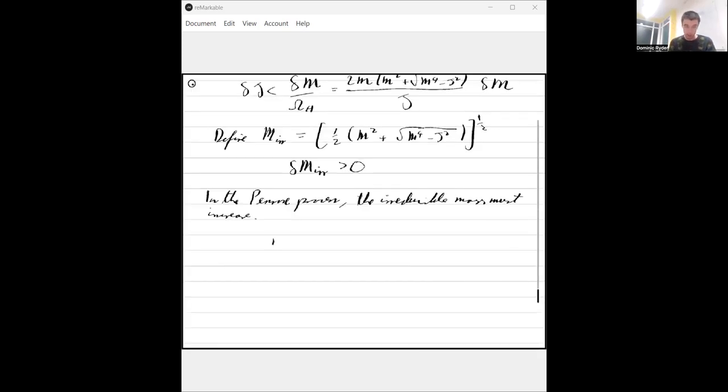So inverting our definition of the irreducible mass, we find M squared equals M_irr squared plus a quarter J squared over the irreducible mass squared. It's greater than or equal to the irreducible mass itself, because this term is positive semi-definite. Which tells us that the mass of the black hole must always be greater than the irreducible mass. And so what this tells us, because we have to increase the irreducible mass in the Penrose process, even though we can decrease the mass of the black hole in the Penrose process, we can't reduce it below the irreducible mass. Okay?